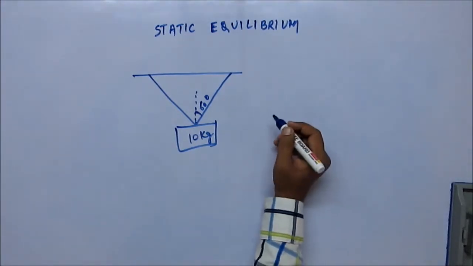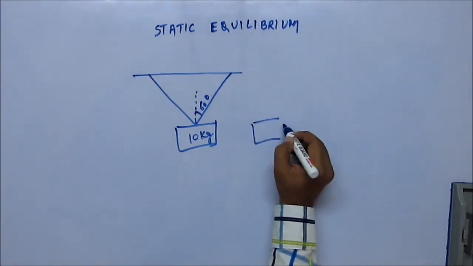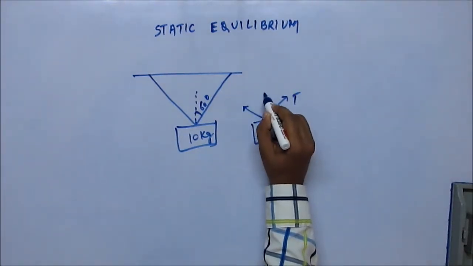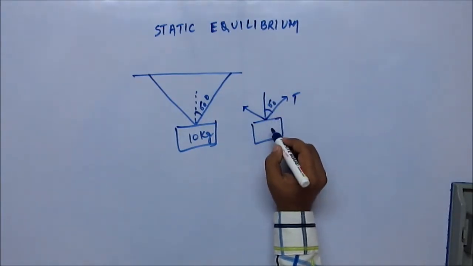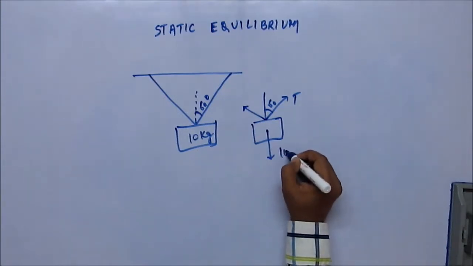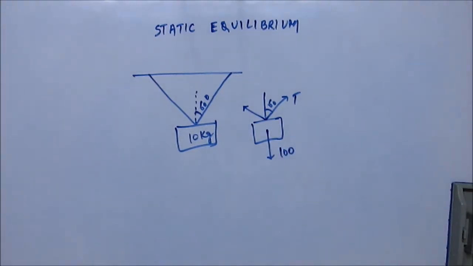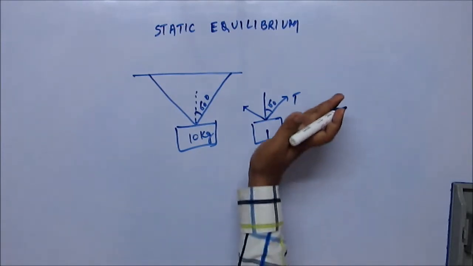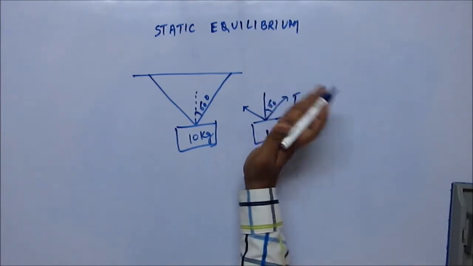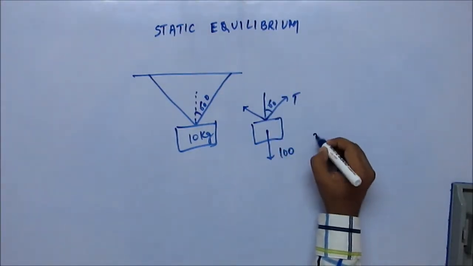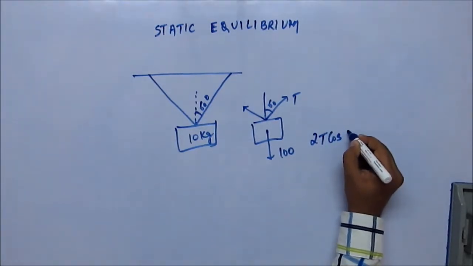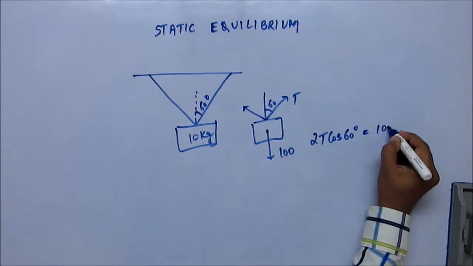To do that, again we will be drawing the FBD of the block. This is T, this is T, this is 60, and there's a force mg that is equal to 100. Now if we write the equation of equilibrium in the vertical direction, you have to break this tension force into components. So this component in the vertical direction will be T cos 60, and from both sides it will be 2T cos 60 degrees. That should be equal to 100.